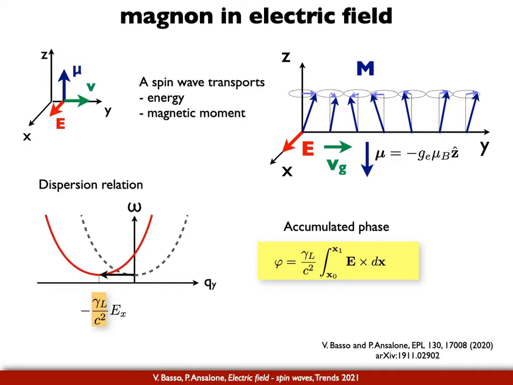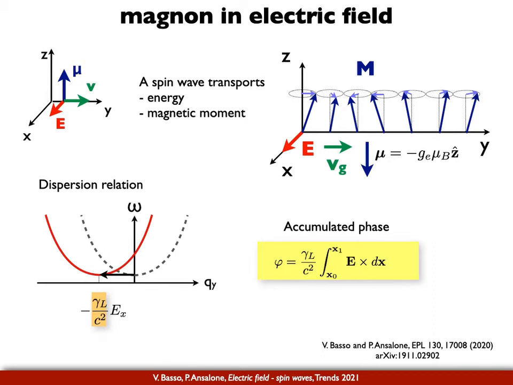If we have an electric field, the phase of the magnon will be changed. There will be an accumulation of the phase of the magnon when the magnon travels in a transverse electric field. But as the magnon has a true correspondence to a classical wave, this means that the dispersion relation is changed. The dispersion relation is displaced, for example, in the picture shown there, toward negative wave numbers.